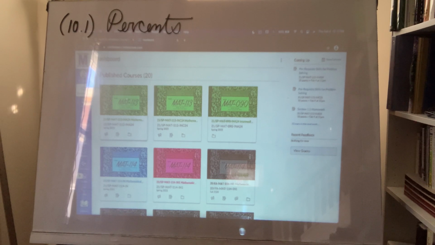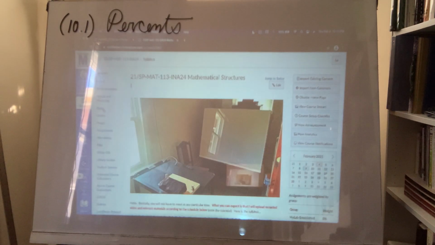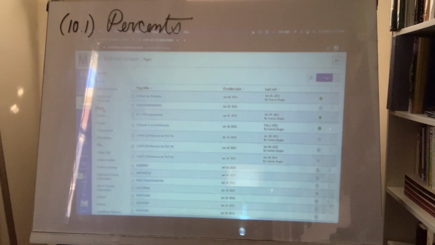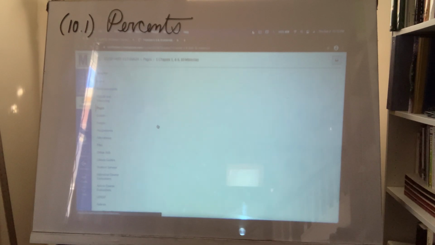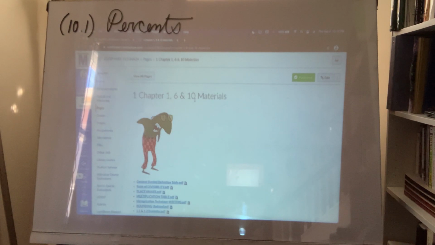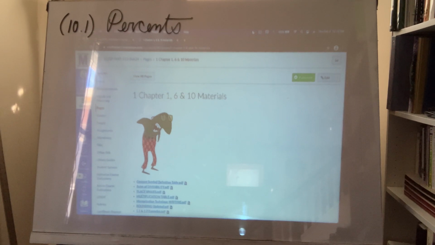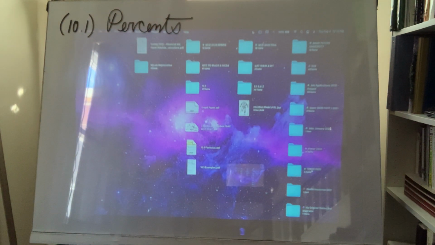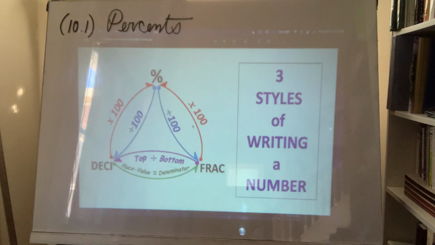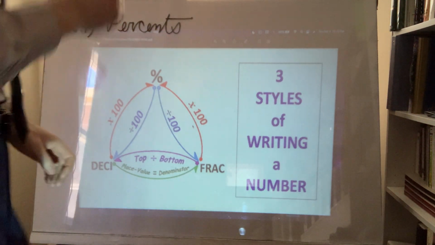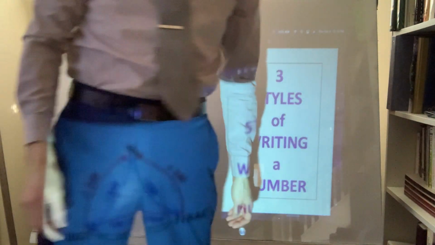As always, if you need to go through Canvas to get to these copies, you can do that directly through Pages. We're doing chapter 1, 6, and now 10.1 is the only section from chapter 10 that we're doing, but I haven't posted it yet. It will be underneath the last thing, 6.4, and a couple more PDF files here. I have them on my desktop, so let me pull this up.